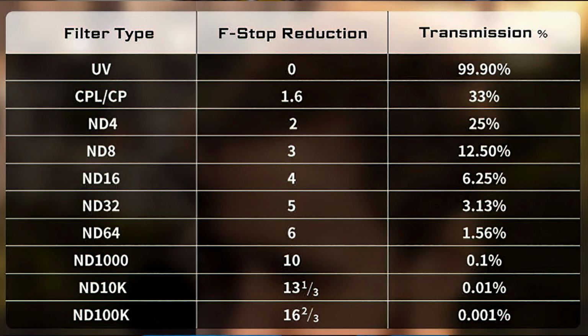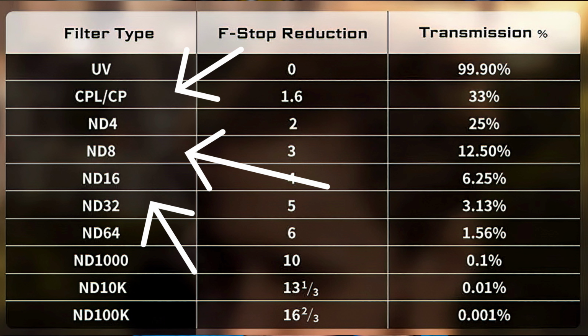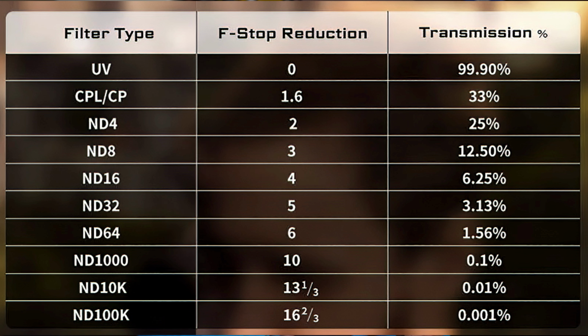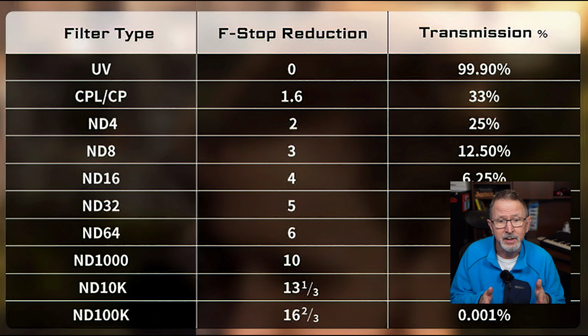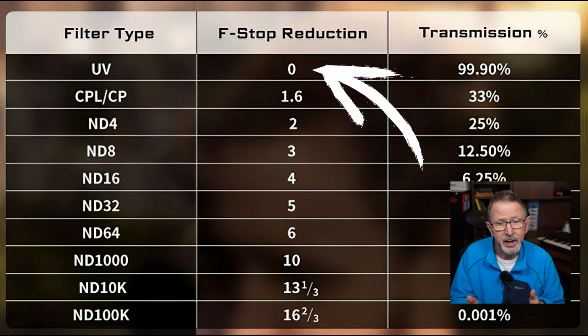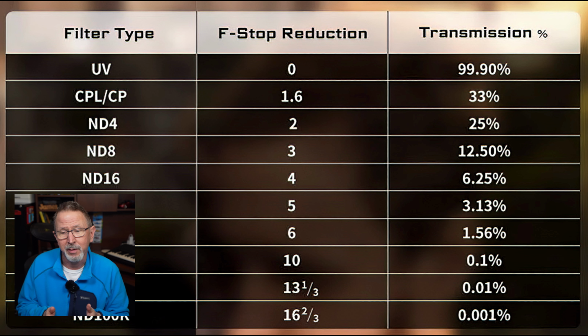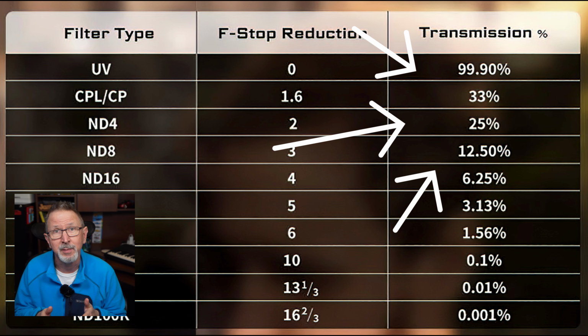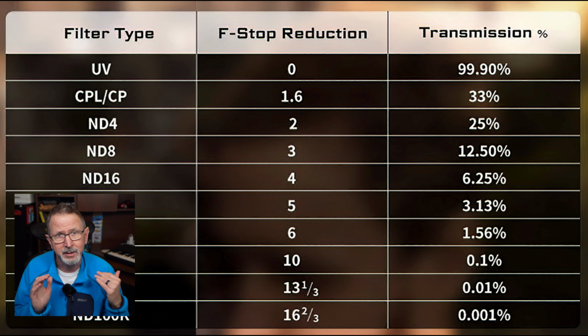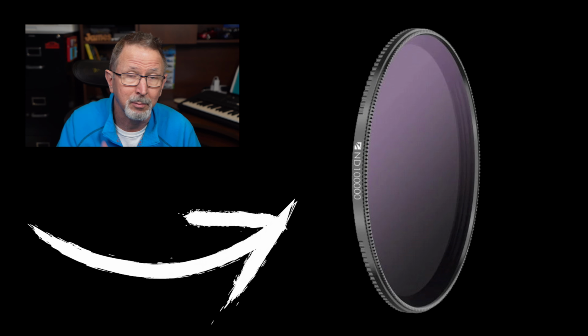In the left-hand column, you'll see the standard nomenclature for the ND filters, the circular polarizer and UV filters at the top, and then there's ND4, 8, and so on. In the center column is the number of stops of light being blocked, the f-stop reduction, and it goes from 0 all the way to 16 2/3. The last column on the right shows the percent of light transmitted through that filter. For a UV filter, it's 99.9% of all the light that's out there comes through because it doesn't really do anything. On the opposite end of the spectrum, 0.001% of light gets through. It's basically a solid black piece of glass.